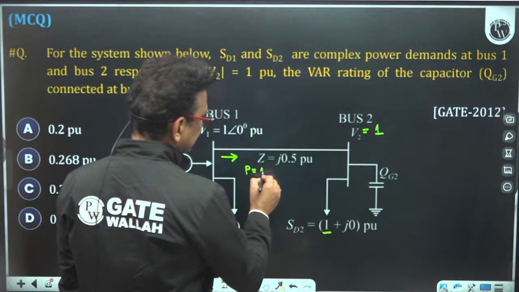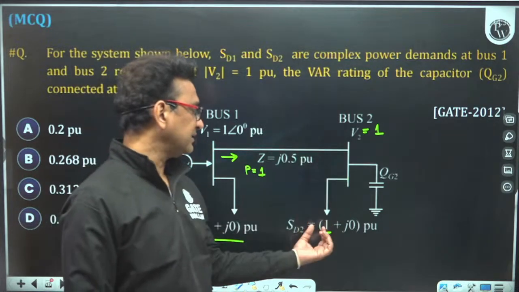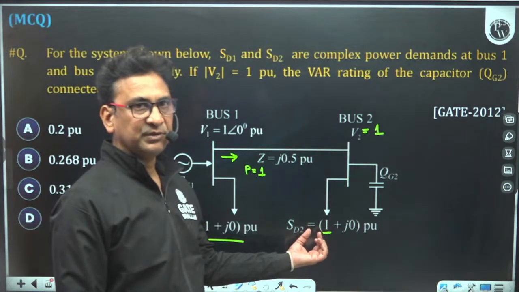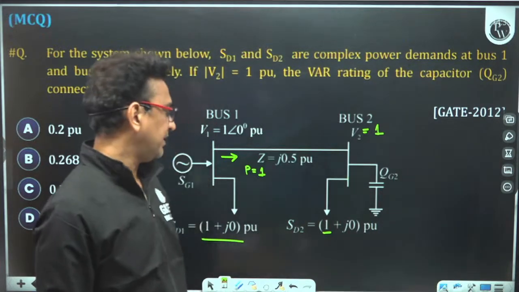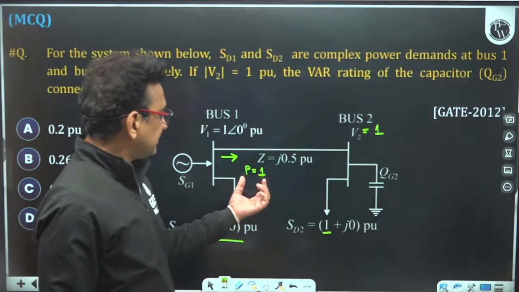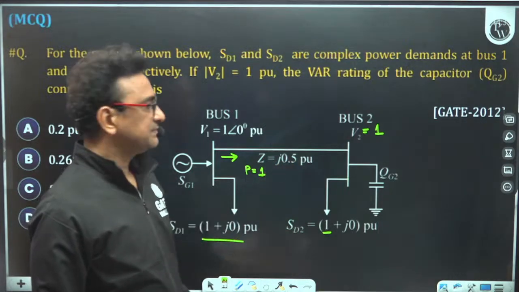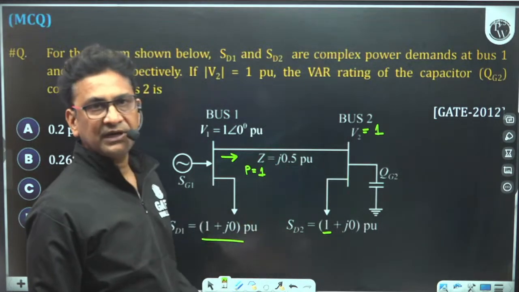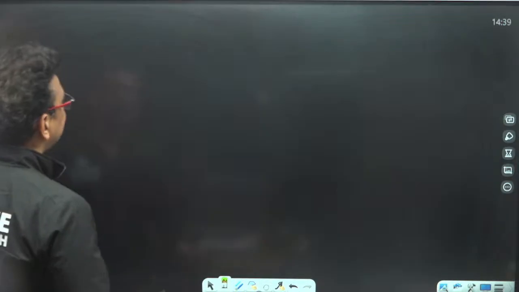Clear? So the active power that would come from the sending end to the receiving end will be 1 pu, because it requires 1 pu active power. No doubt the capacitor does not require any active power. So by using this, it is again a lossless line. It does not have any resistance, it is only reactance. So from this I can find out the value of delta first.